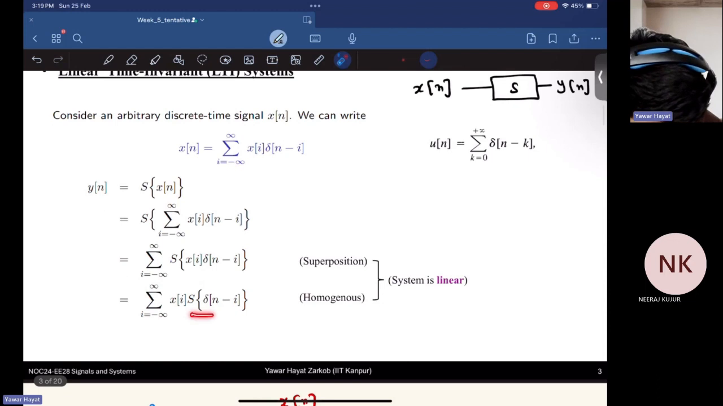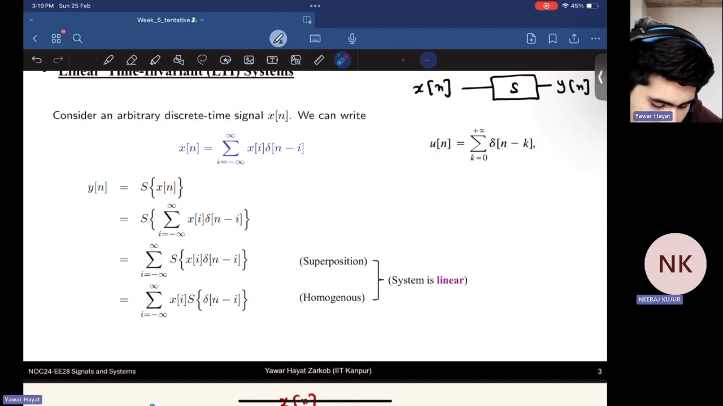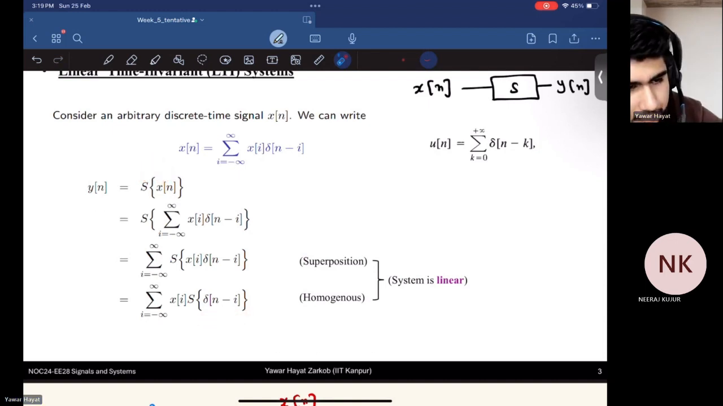Can you describe what this means physically? I'll help you out. This means the system S acting on x of n. What is the output of x of n? What about this? Sir, its value will be one for different integers.